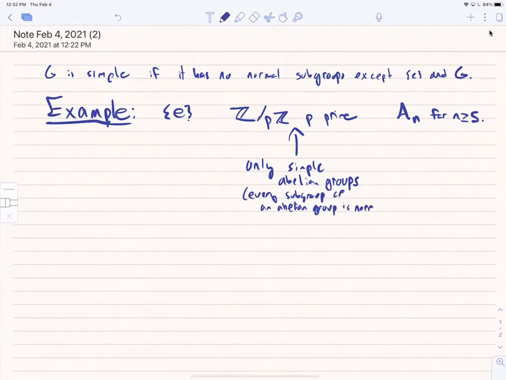Maybe there's some subtlety, but if you at least restrict to finite groups, then this is true. Anyway, let me not say anything more than that. This statement is true without anything else. So good. So that's the only simple abelian group.